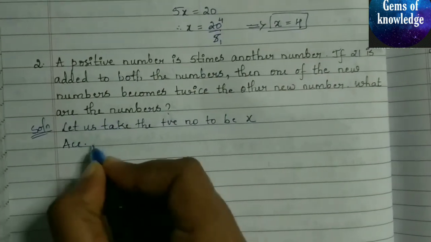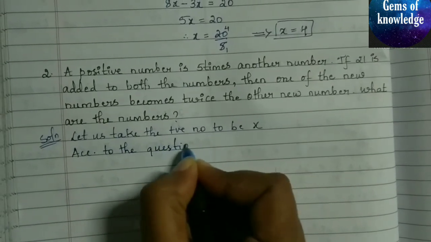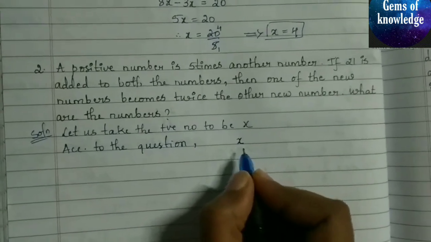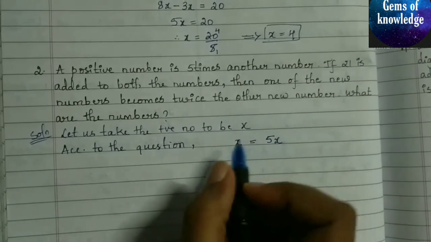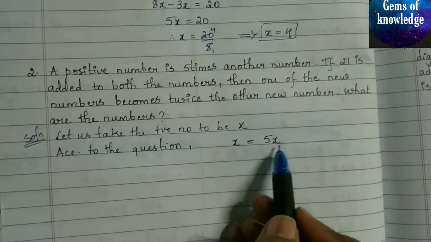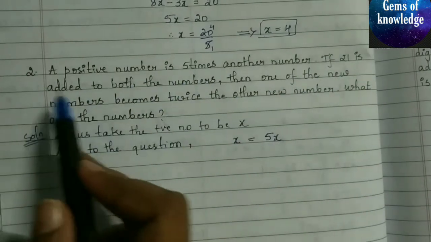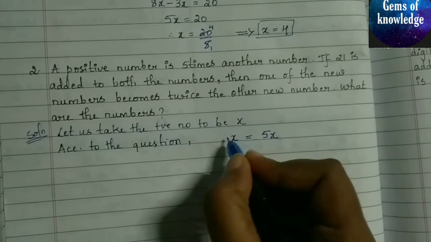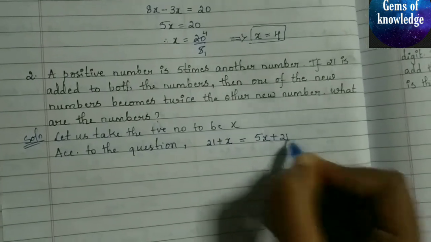Okay, according to the question, we will write here, this is our positive number. Okay, it is equal to 5 times this positive number, 5 times another number. So we will take this another number to be 5 times x. If 21 is added to both the numbers, okay, so we have to add 21 to both the numbers. So here also we will add 21 and here also we will add 21.